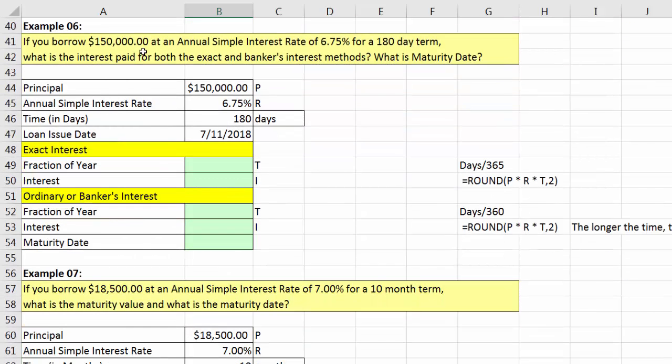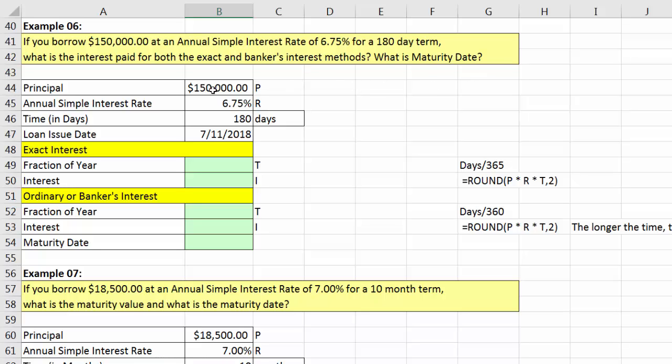If you borrow $150,000 at an annual simple interest rate of 6.75% for a 180-day term, what is the interest paid for both the exact and banker's interest methods? What is the maturity date?